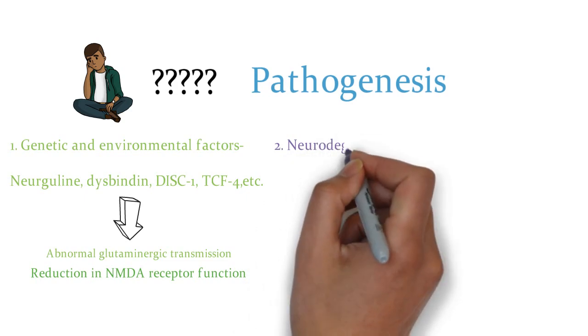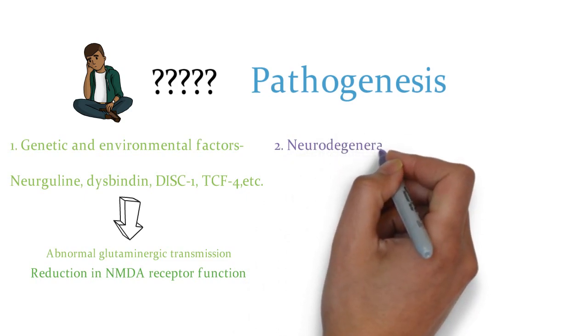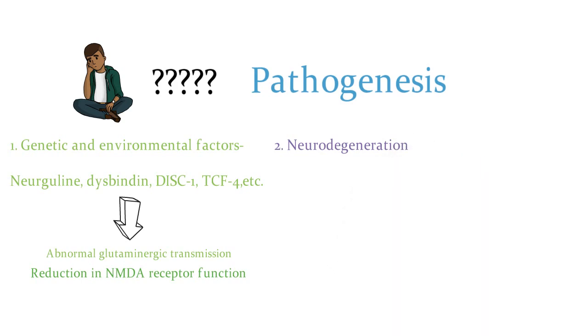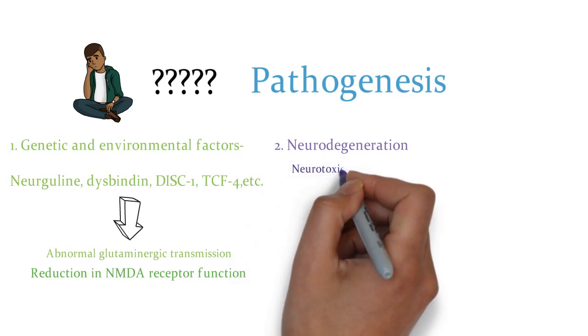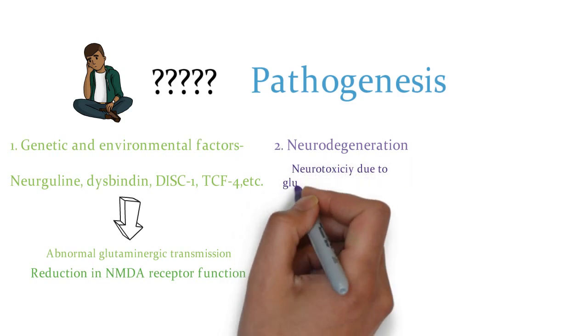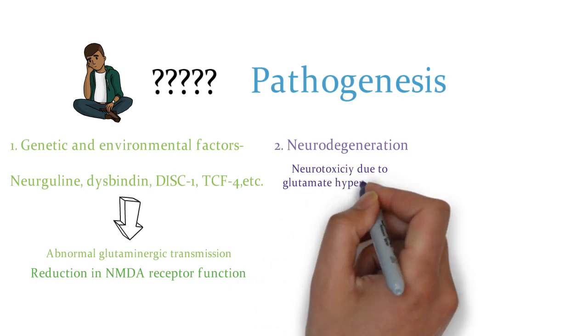Then the second factor is neurodegeneration. The neurodegeneration is associated with neurotoxicity, which is due to the hyperactivity of glutamate. So in the first factor we have hypofunctioning of the NMDA receptor, and in the second we have overactivity of glutamate.